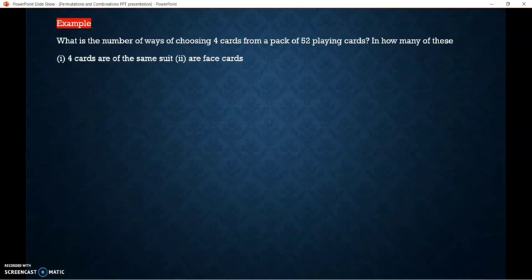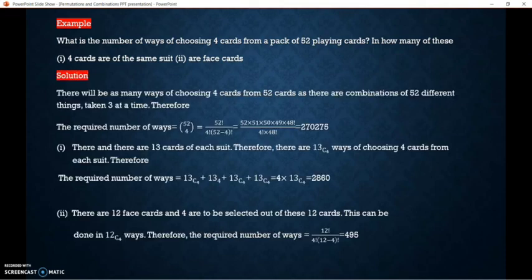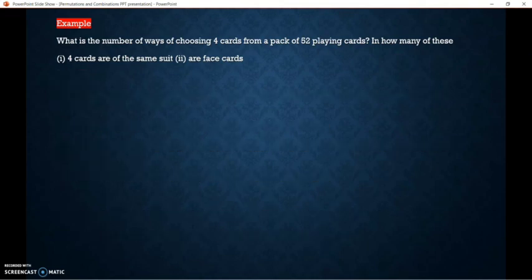What we have is a deck of cards. I want to find in how many ways, first of all, four cards can be chosen from a pack of 52 cards, and in how many of these, all four cards will be of the same suit. And the second question is, in how many ways can I choose four face cards? Let's look at these ideas first. When we have a pack of 52 cards, I have four suits first of all in them.